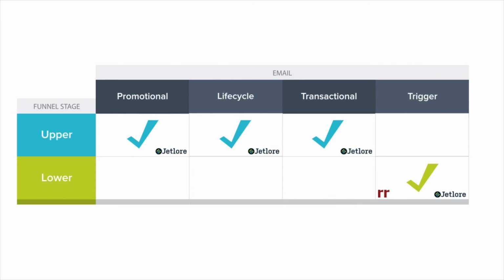So when you're looking at your full suite of email channels and how to reach customers and optimize the content that they are receiving in an individualized way, you can see that you need a technology that works across all of these types of email channels, as well as in the upper and lower funnel.